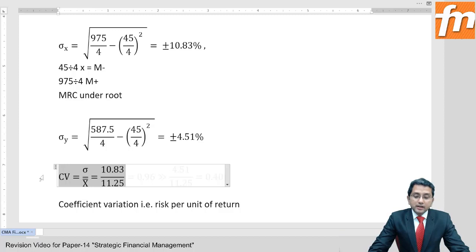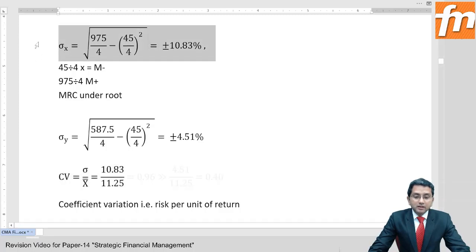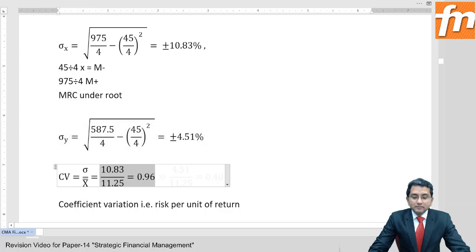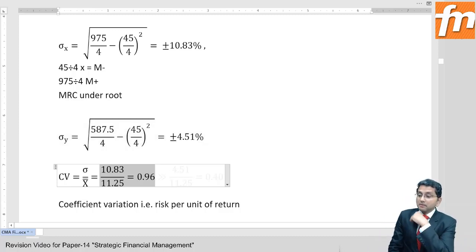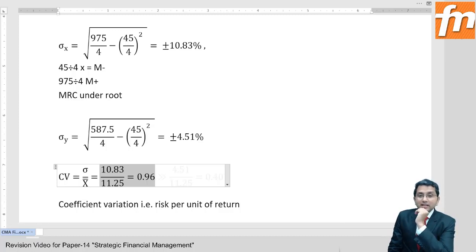For X security, it is 10.83 standard deviation divided by 11.25. That is 0.96. What does that mean? That means for each rupee of return, 96 paise of risk is to be taken. For 1 rupee return, 96 paise risk will have to be taken.